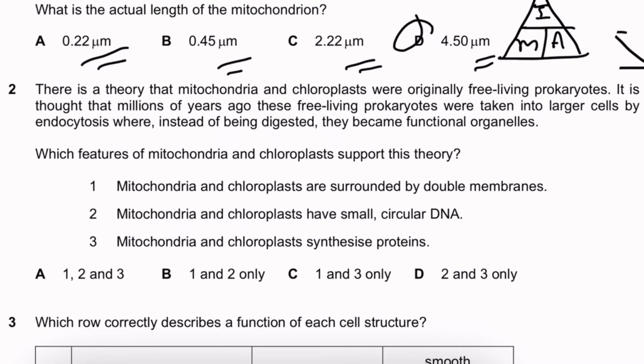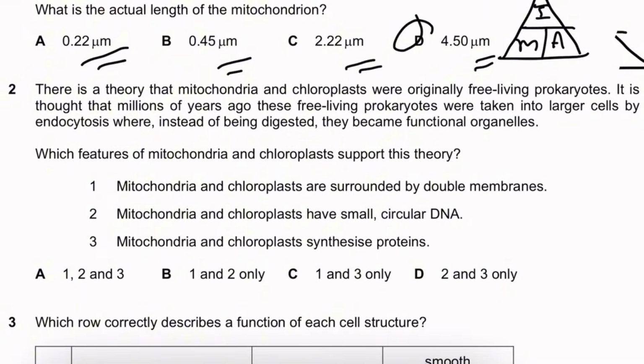There is a theory that mitochondria and chloroplasts were originally free-living prokaryotes. It is thought that millions of years ago, these free-living prokaryotes were taken into larger cells by endocytosis, the endosymbiotic theory, where instead of being digested, they became functional organelles. Which features of mitochondria and chloroplasts support this theory? Again, this is a theory, not a fact. Mitochondria and chloroplasts have 70S ribosomes and circular DNA. This was the first thought, and then there's a theory. It's not really proven yet.